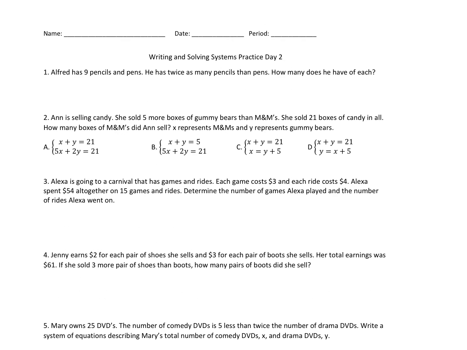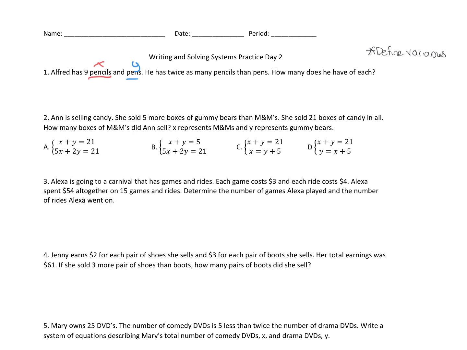So number 1, Alfred has 9 pens and pencils. He has twice as many pencils than pens. How many does he have of each of them? So step 1 is always to define your variables. It's always going to be step 1. So pencils, I'm going to call X.